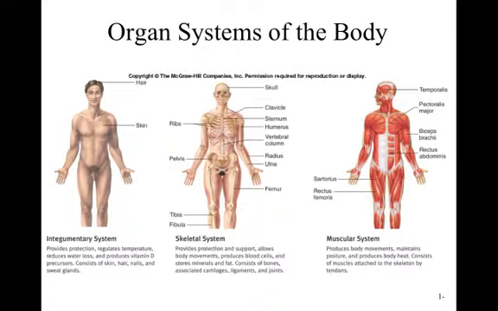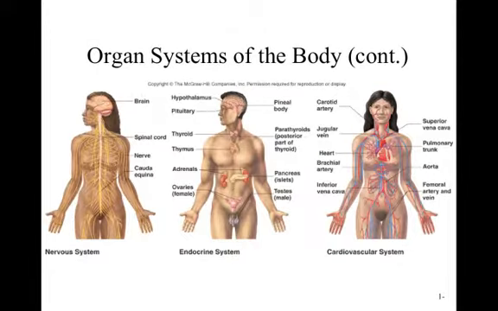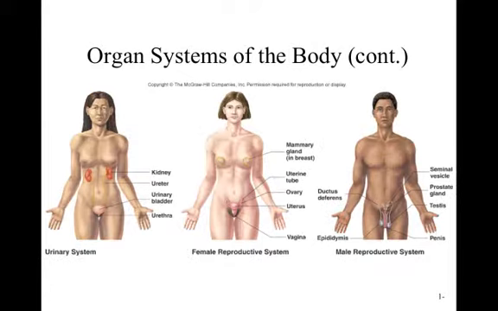The organ systems of the body: we have the integumentary system, which is your skin, hair, and the glands. The skeletal system, your bones. Muscular system is the muscles. Lymphatic system has some lymph nodes and lymph ducts that travel throughout your body. The respiratory system, your lungs and your breathing structures. The digestive system, stomach, intestines, liver, major ones. The nervous system, your brain and nerves. The endocrine system, a lot of glands that produce hormones that regulate different processes in the body. Cardiovascular system, the heart and the vessels. The urinary system, the kidney and the bladder, and then the reproductive systems.